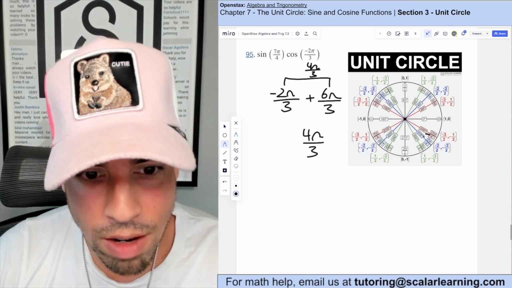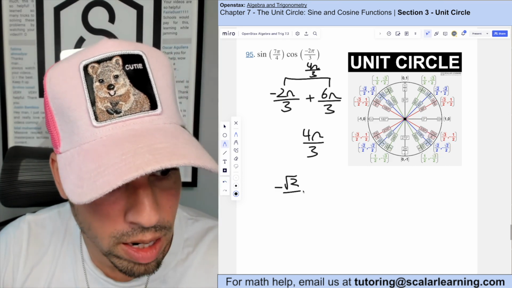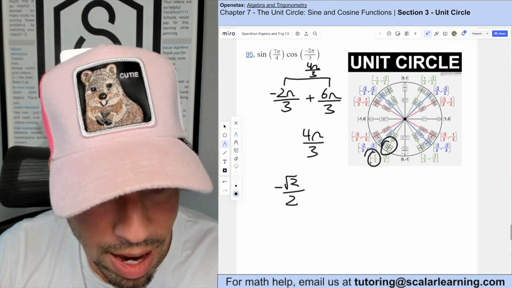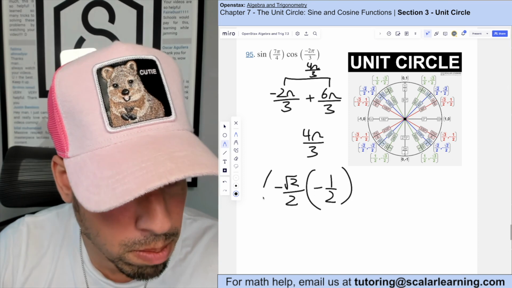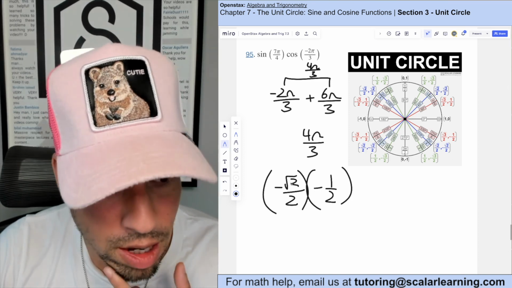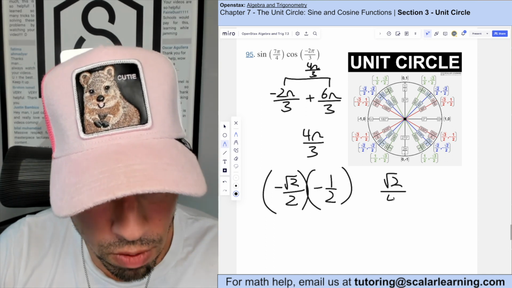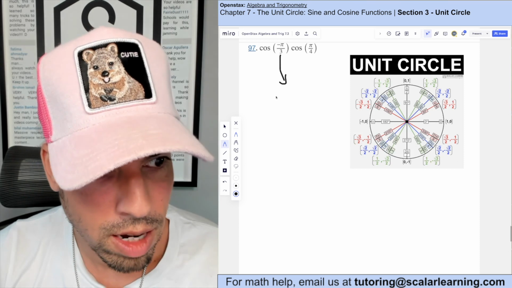So what's sine of 7 pi fourths? That's that y value of that coordinate, which is negative rad 2 over 2. What's cosine of 4 pi thirds? It's the corresponding x value of that coordinate, which is negative 1/2. So these two are going to multiply. The negatives are going to cancel out. We get rad 2 times 1, which is rad 2, over 2 times 2, which is 4. Boom, done.